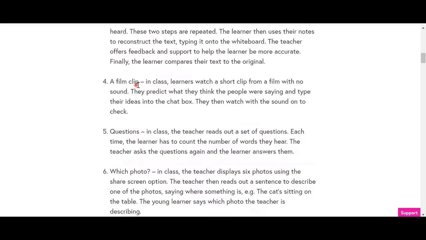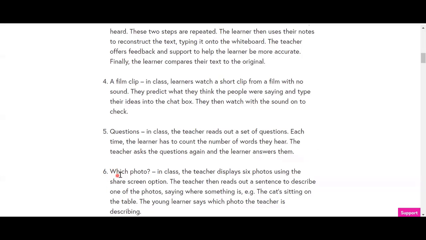4. A film clip. In class, students watch a short clip from a film with no sound. They predict what they think the people were saying and type their ideas into the chat box. They then watch with the sound on to check. 5. Questions. In class, the teacher reads out a set of questions. Each time, the learner has to count the number of words they hear. The teacher asks the questions again and the learner answers them.